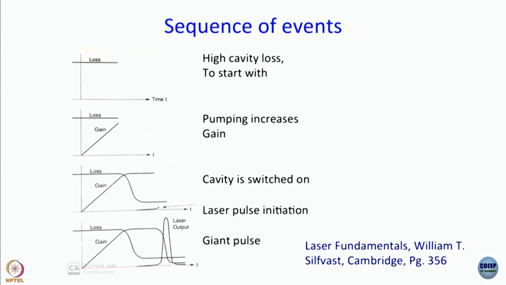The moment light comes out, gain falls. From this point onward, the x axis is time here. From this point onwards the build up of pulse starts, and this is what you get. We do have an animation a little later. This is why it is called a giant pulse. Whatever energy has been built up is given out very quickly.